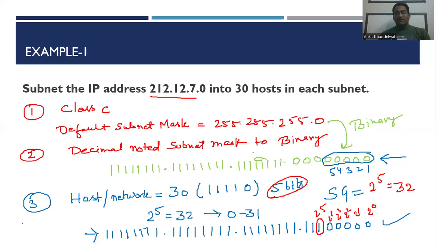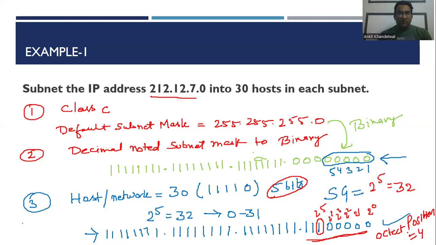Now, the last value is the octet position. The octet position is the position from which we got the value of the subnet generator. We got the subnet generator value from this particular octet. We have 4 octets in this whole IP address: 1, 2, 3, and 4. So the octet position is equal to 4.